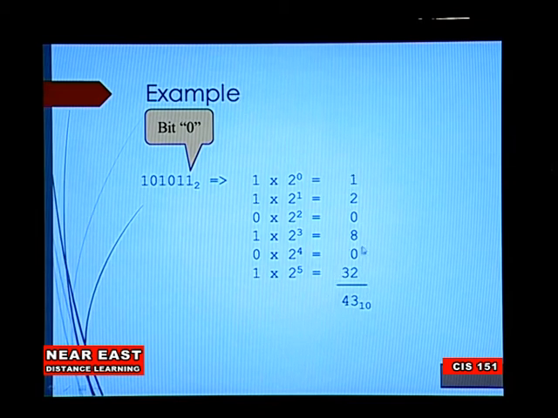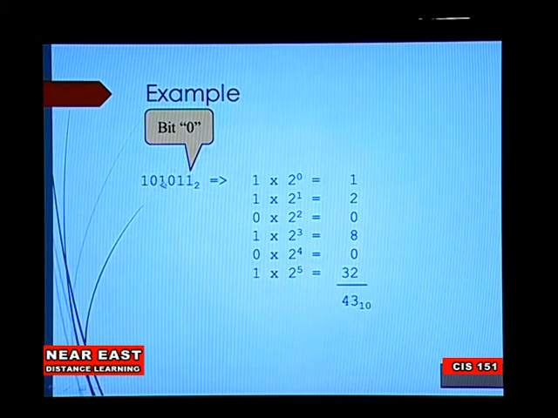So we add these numbers, and it gives us exactly how we convert it. So 101011 in base 2 is equal exactly to 43 in base 10, which is decimal. So this is how you convert from binary to decimal.